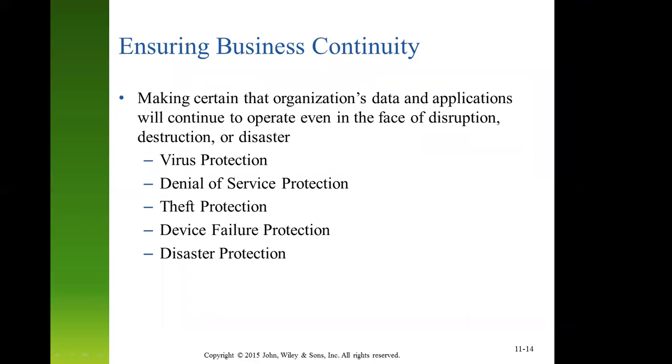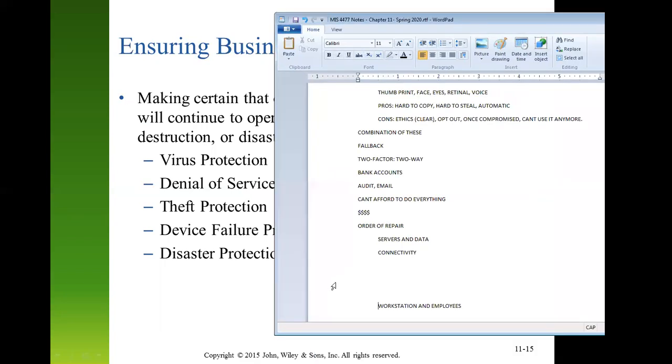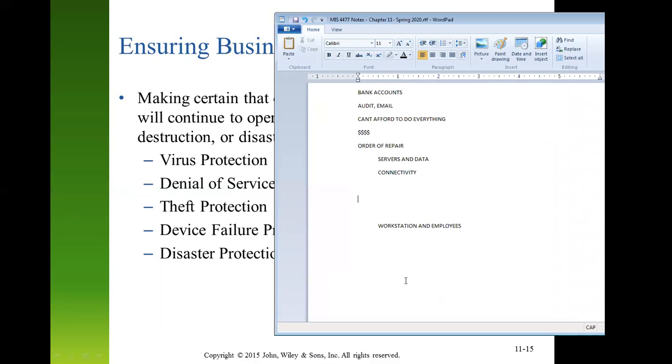It's all about ensuring business continuity, making certain that organizations' data and applications will continue to operate even in the face of disruption, destruction, and disaster. So let's talk a little bit more about disruption, destruction, and disaster, by the way. Now, how often do disasters happen? Not very often. So what do most companies do to mitigate against disaster, would you guess?